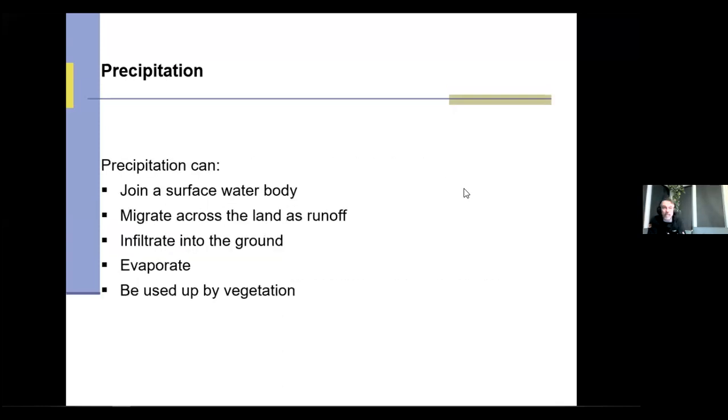And we talked about what it can do. We know it can join a water body, and that's going to be your surface water sources. It can migrate as runoff, infiltrate into the ground to become part of groundwater. We talked also about that it will evaporate again. It's used up by the vegetation. So if you have a lot of vegetation in your area, it uses that up. And again, we'll see that potentially get reintroduced as transpiration, and again forming the cycle again.